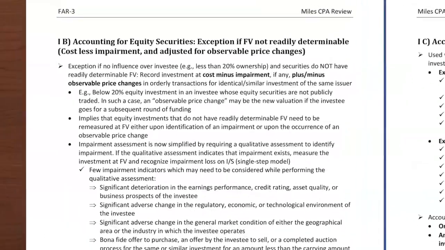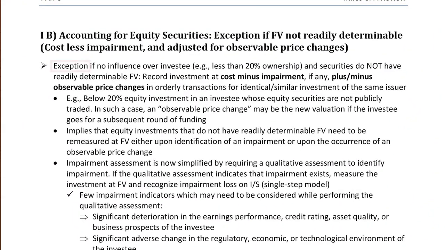On page 4, we are looking at the exception, so put a box around it, to account for investment in equity securities if the fair value of those securities are not readily determinable. And we use cost, which is adjusted for impairment as well as any observable price changes. So basically the scenario is no influence and fair value not readily determinable, the exception.